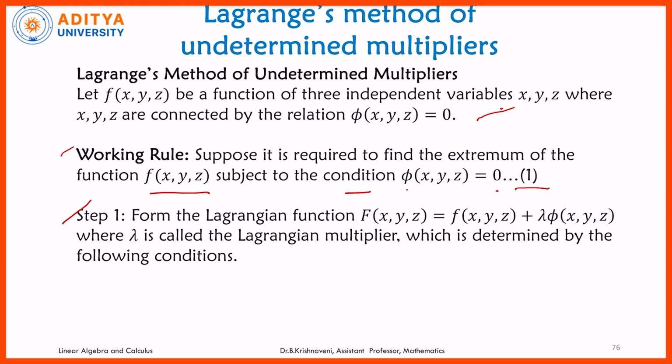Now, let us start with step 1, that is we need to form the Lagrangian function, capital F of xyz, is equal to small f of xyz plus lambda phi of xyz. Here lambda is called the Lagrangian multiplier, which is determined by the following conditions.